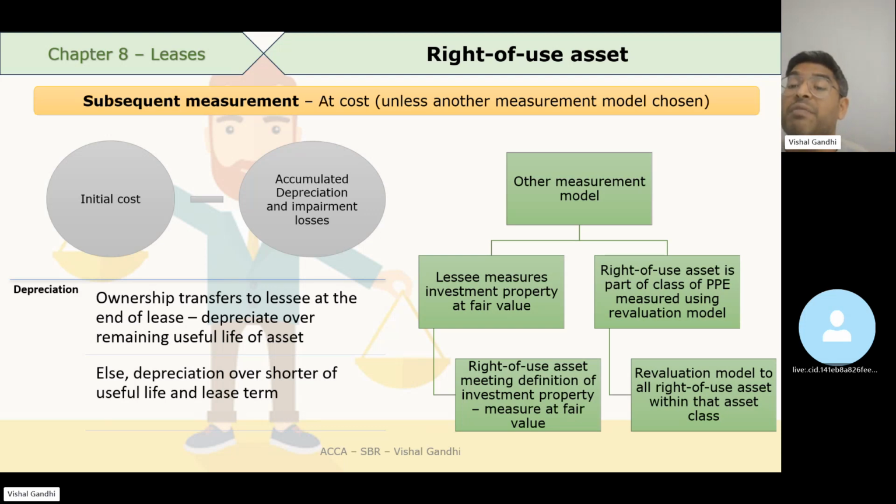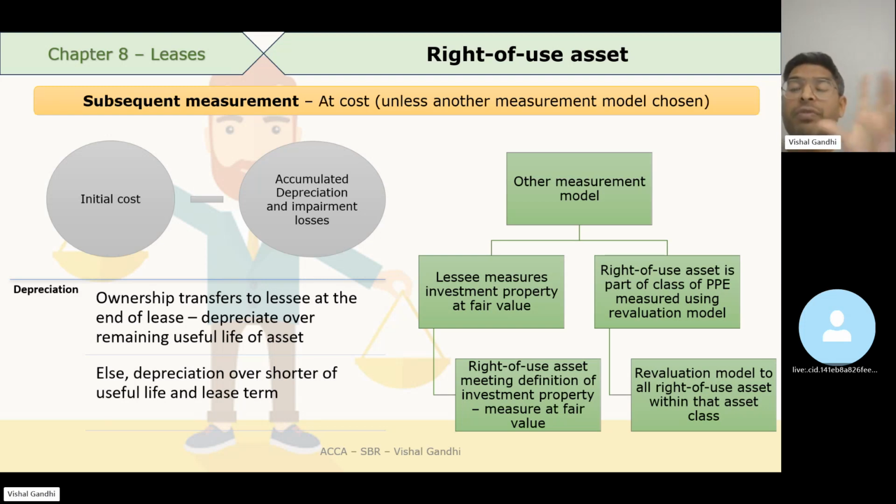But what if it is another measurement model? The other measurement model is either investment property, where the lessee measures the investment property at fair value. If the lessee measures all his other investment properties at fair value, and the right of use asset meets the definition of investment property, you need to measure it at fair value. And the second thing is the revaluation model, which comes in IAS 16.